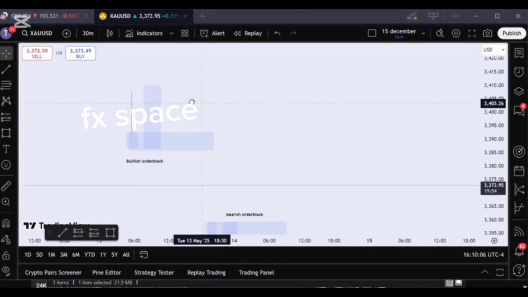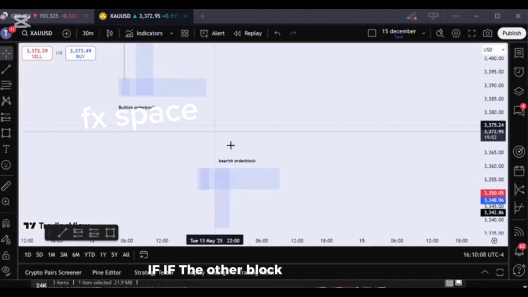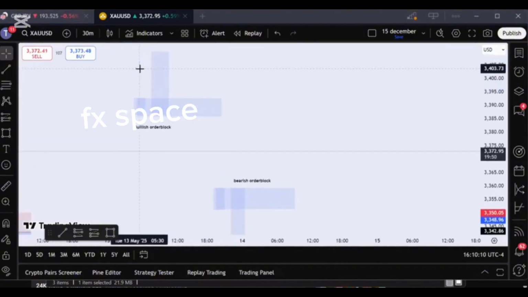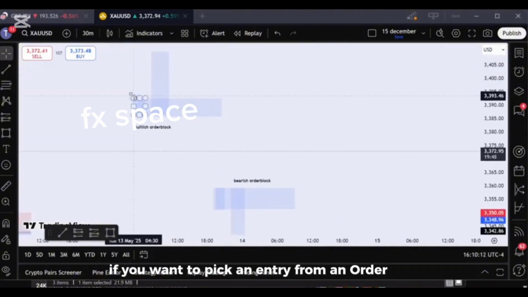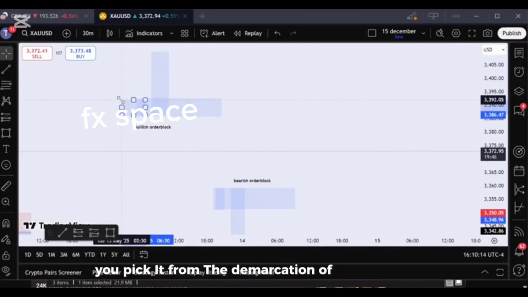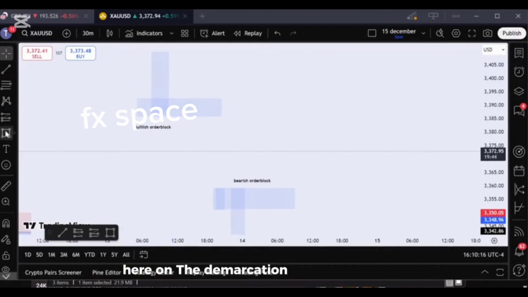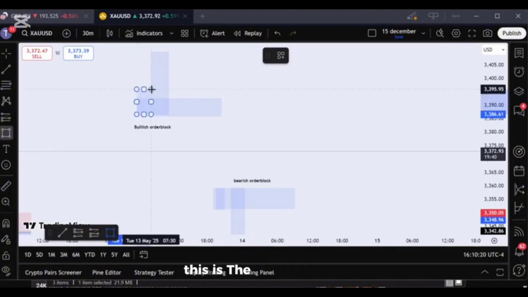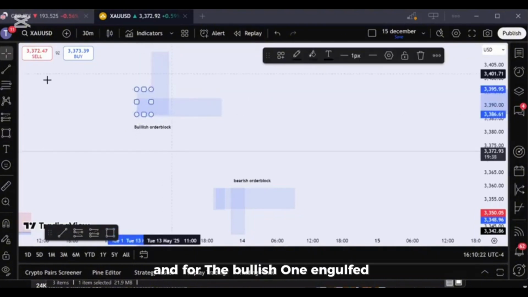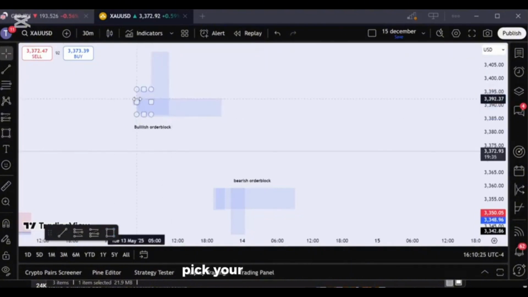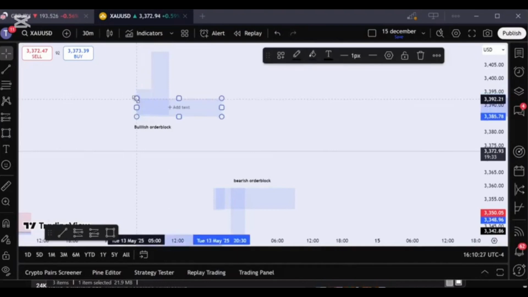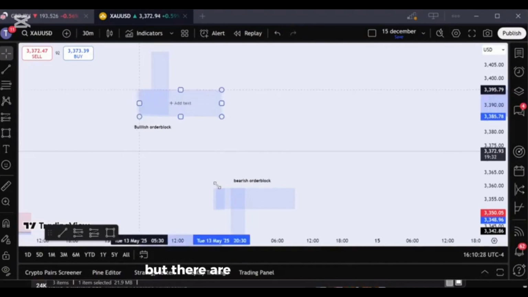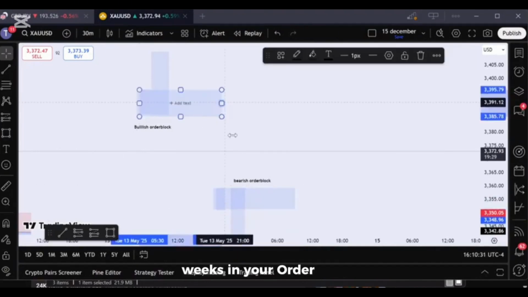I said, if the order block has wicks on it, normally if you want to pick an entry from an order block, you pick it from the demarcation of the order block here. For example, this is the bullish candle, this is the bearish candle, and before it the bullish one engulfed it. If you want to pick your entry, it is from the demarcation here.